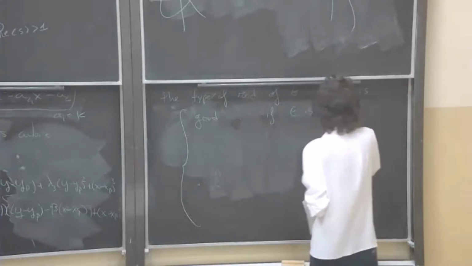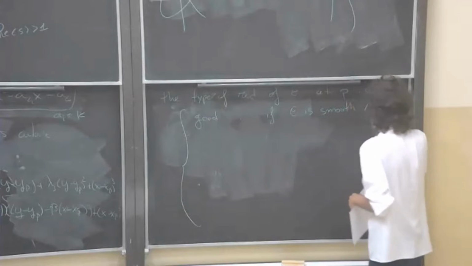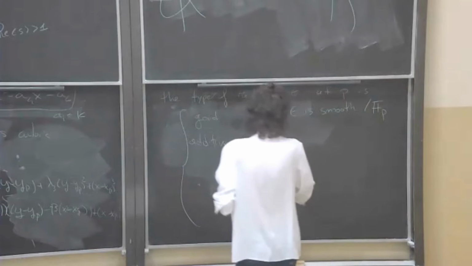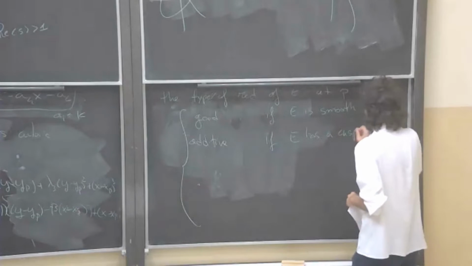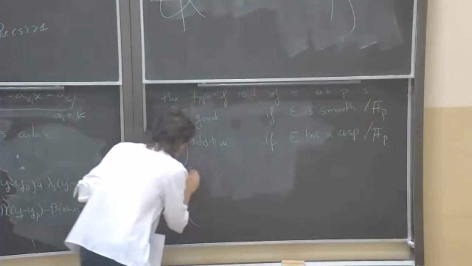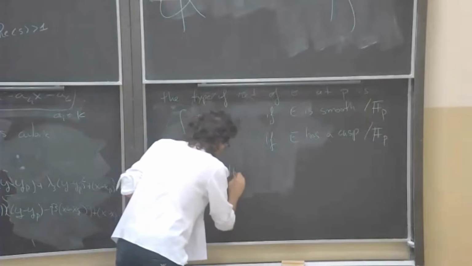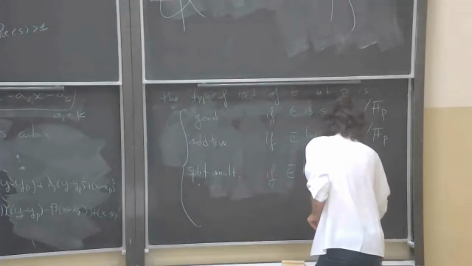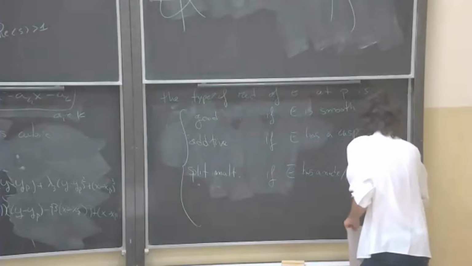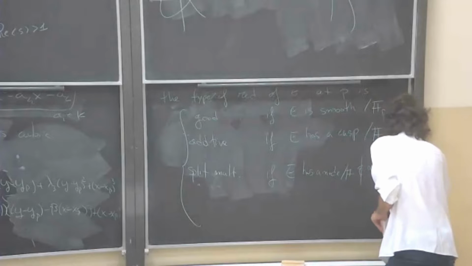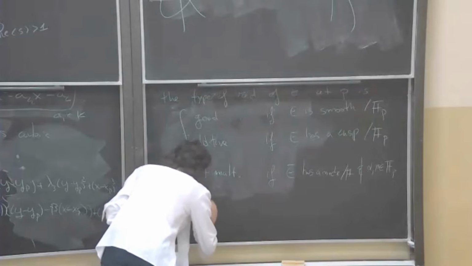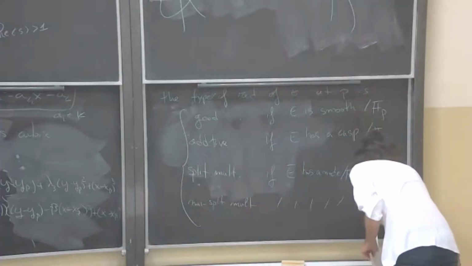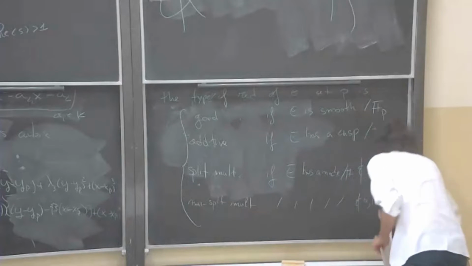Good, if E is smooth over Fp; additive if E has a cusp over Fp; split multiplicative if E has a node over Fp and alpha and beta belong to Fp; non-split multiplicative if E has a node over Fp and alpha and beta are in the unique extension of degree 2.